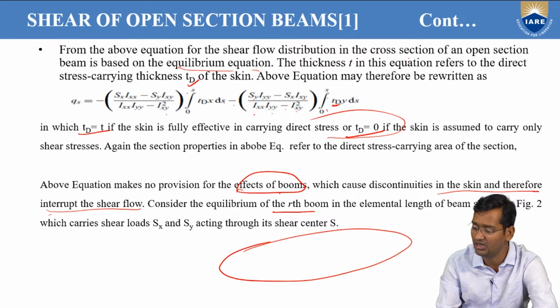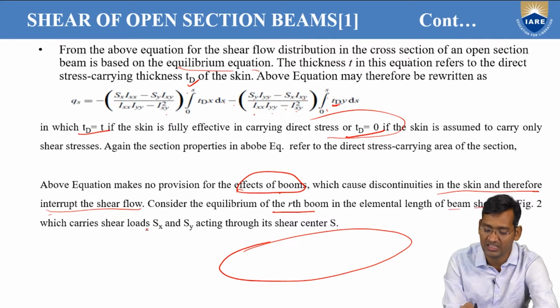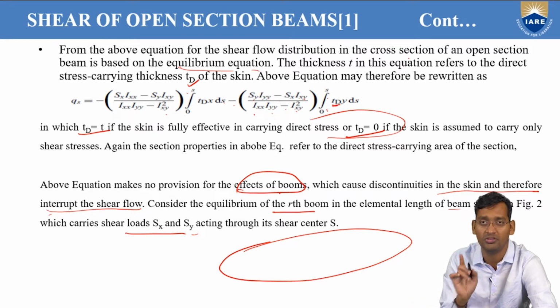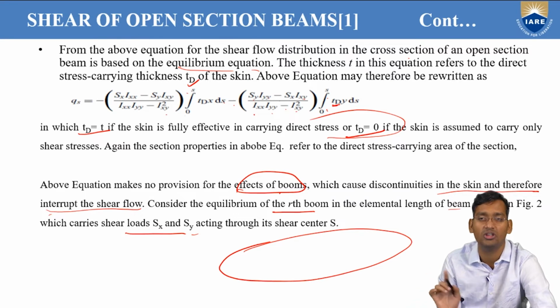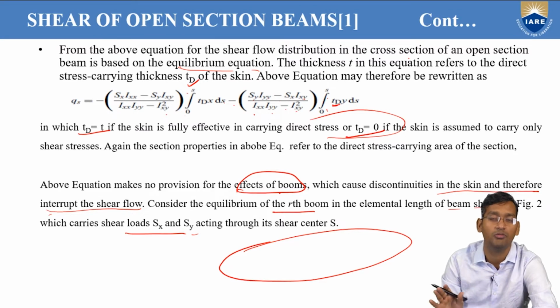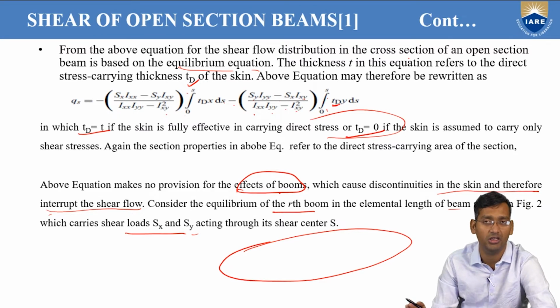And the elemental length of beam shown in the figure carries shear loads Sx and Sy acting through its shear center. Shear center means there is no twist, or 0 twist. If twist were there, then the equation would be different, and we would have to include the twist also. But here we are not including any twist. That's why we are applying the force at the shear center.